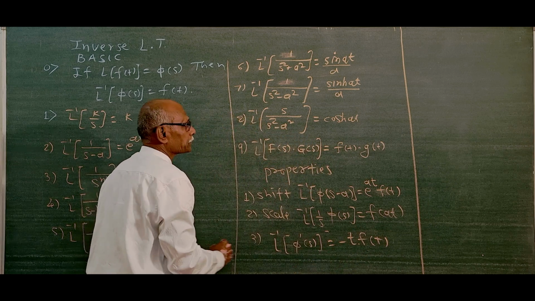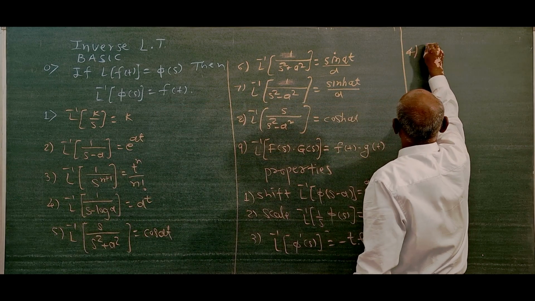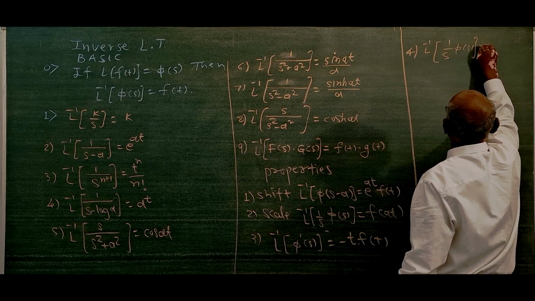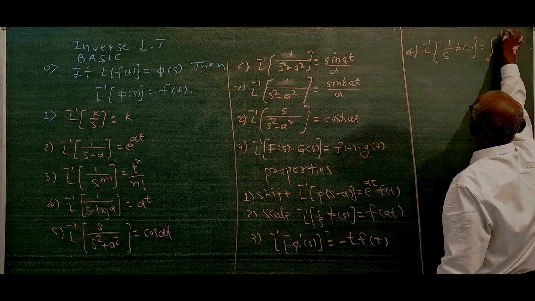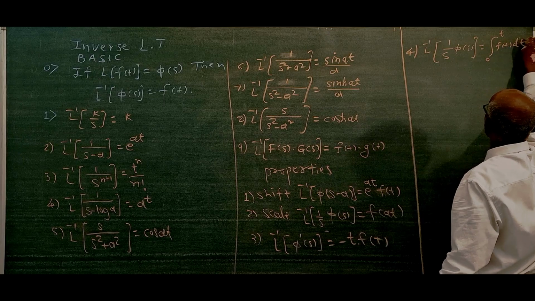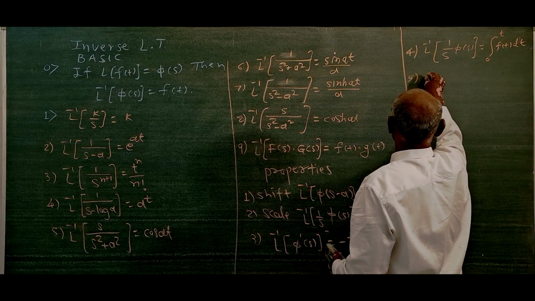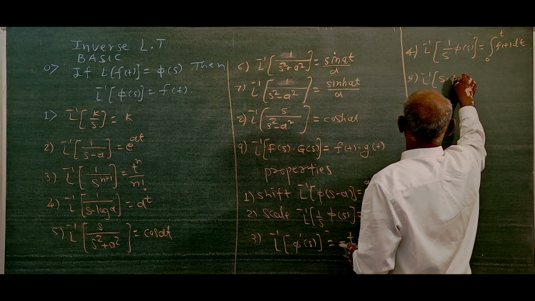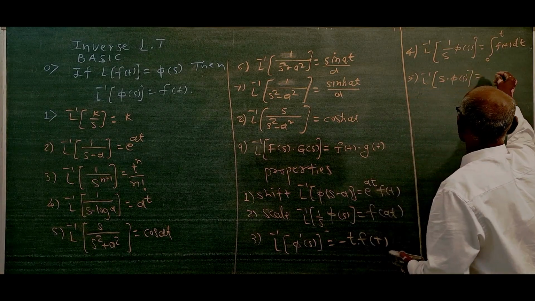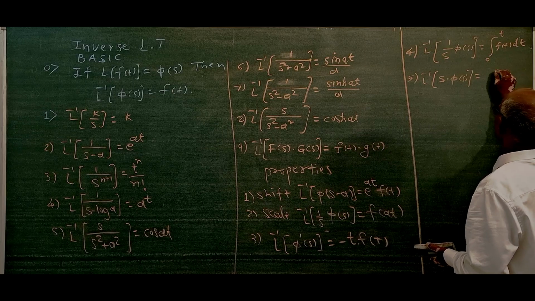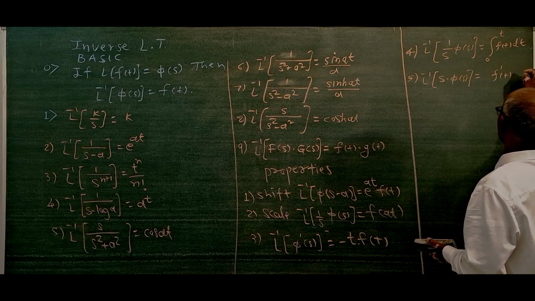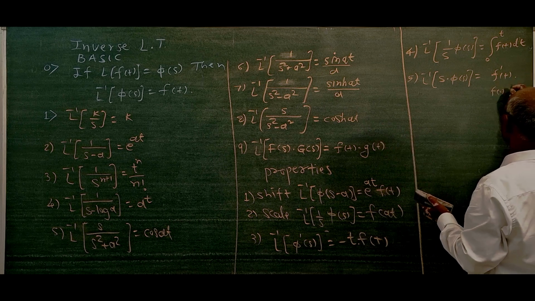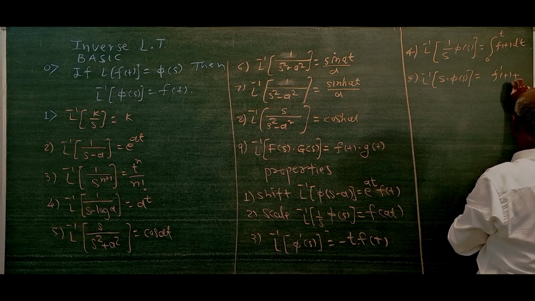So this is multiplication. Number 4, inverse Laplace of 1 by s into phi s, and this comes integration from 0 to t of f t dt. This is what is inverse Laplace. Okay, number 5, inverse Laplace of, if it is multiplied by s, phi s, then this comes f dash of t, provided that f of 0 is equal to 0, or we may write plus f of 0.